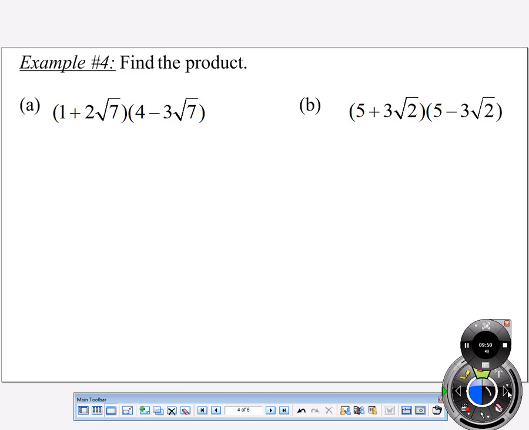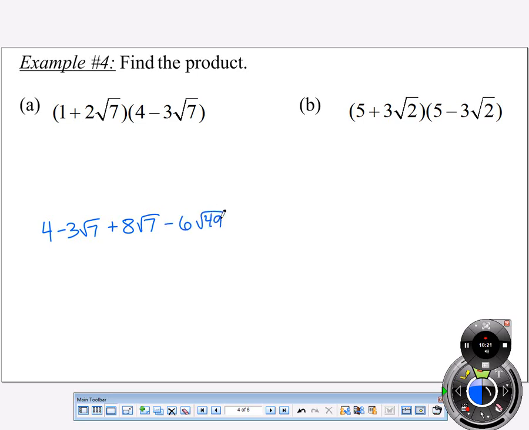mess up your arithmetic. So how am I going to multiply this together? Distribution. And some of you think of that as FOIL, which gives you the order when it's binomials. So 1 is going to multiply 4 and give me 4. And then 1 times negative 3 rad 7. 2 rad 7 times 4. And then 2 rad 7 times negative 3 rad 7.